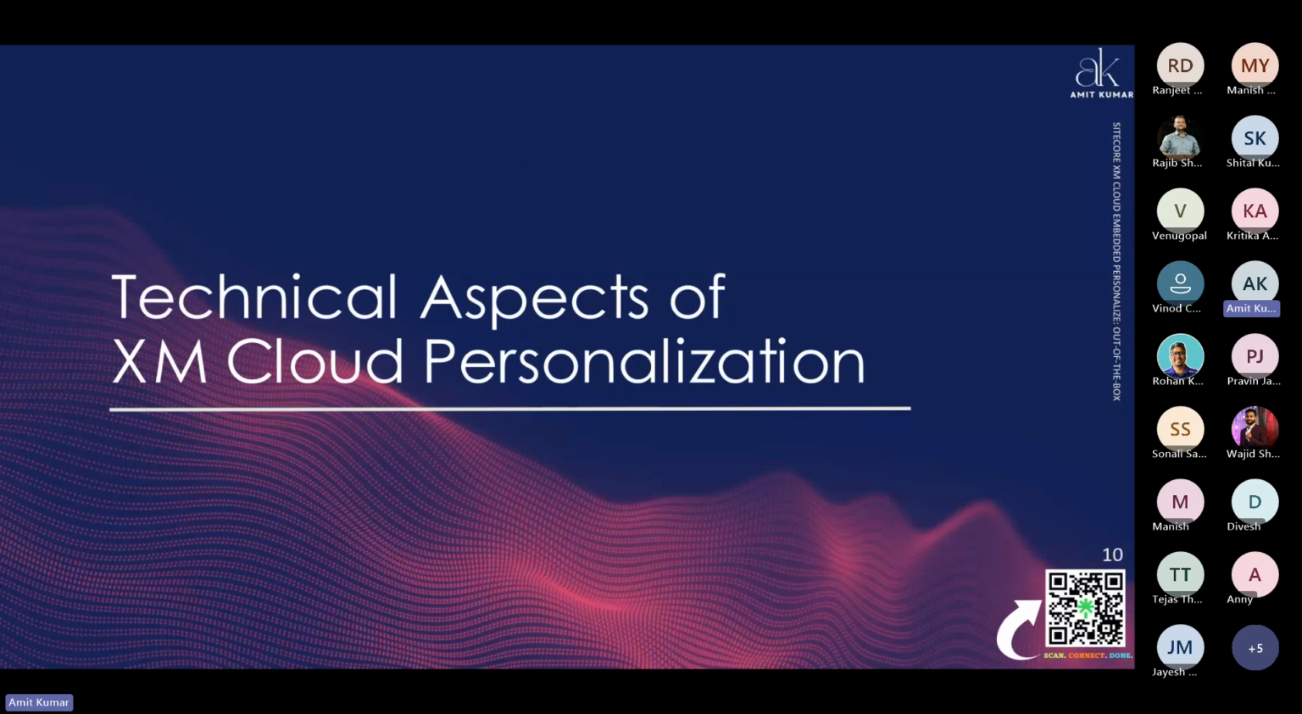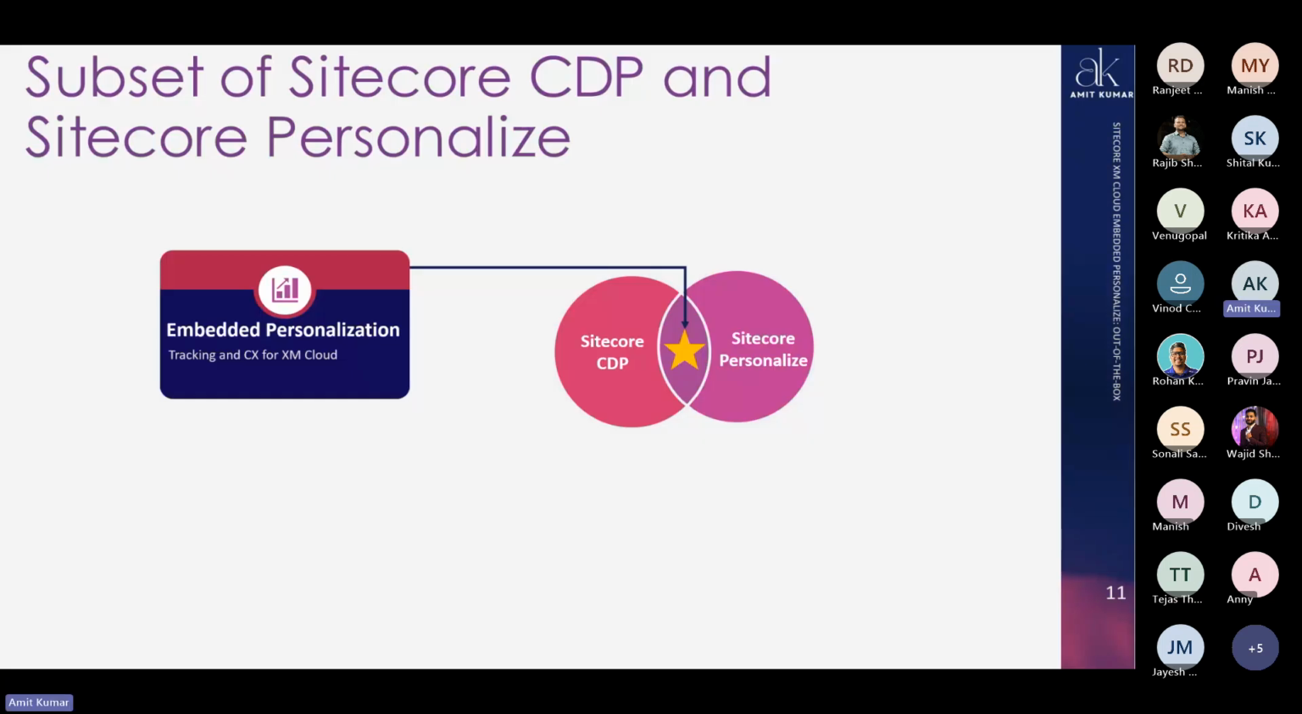So now I'm moving to the technical aspect of the XM Cloud personalization, how things are happening. Generally, XM Cloud embedded personalization is a subset of the CDP and Personalize. Why? Because you will not be getting all the features of CDP and Personalize, you will be getting a subset of them.